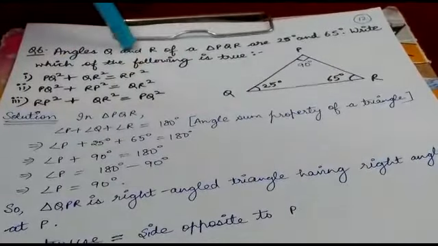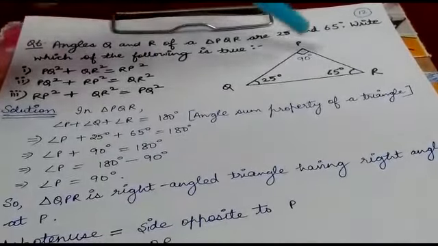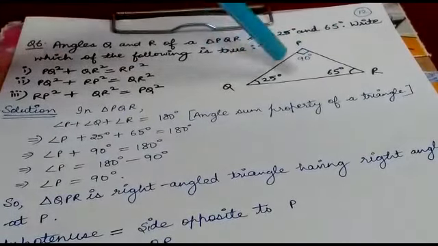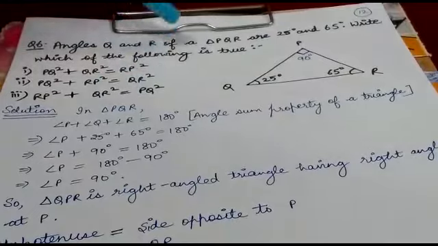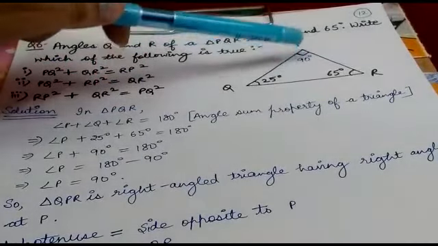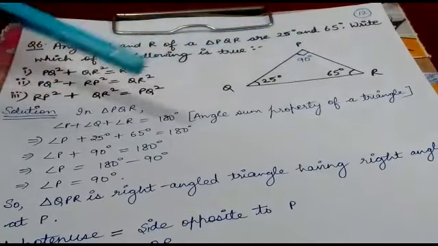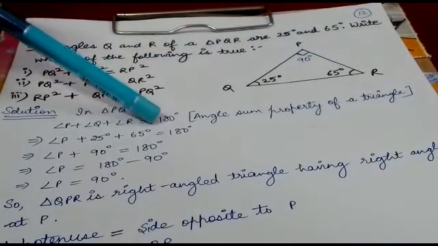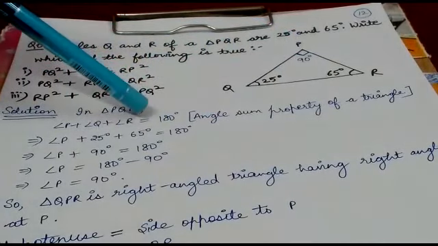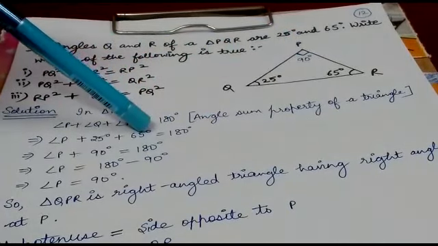Question number 6. Angles Q and R of a triangle PQR are given as 25 degree and 65 degree. Write which of the following statements is true. Among these three statements, one statement is true. Now in triangle PQR, first of all calculate the value of angle P. Now we know that P plus Q plus R is 180 degree. Angle sum property of a triangle says the sum of three angles is 180 degree.